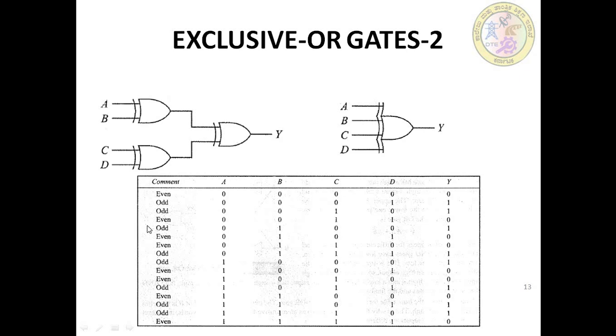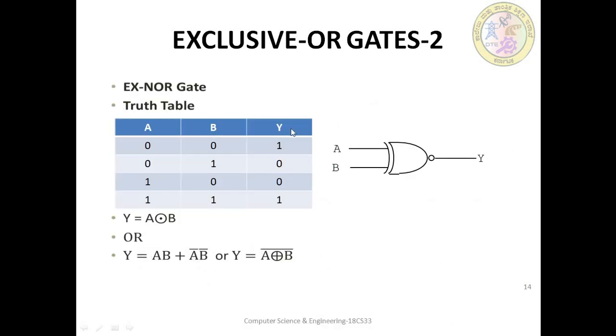This is what you have to keep in mind. In simple words, when you have an even number of ones at the input, the output will be 0. When you have an odd number of ones at the input, our output will always be 1.